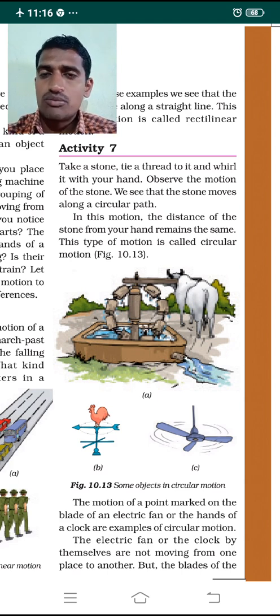What happens in this motion? The distance of the stone from your hand remains the same. When you rotate a stone by tying a thread to it, the distance from the stone to your hand remains the same. This type of motion is called circular motion.